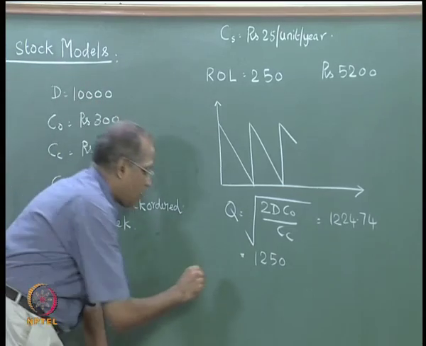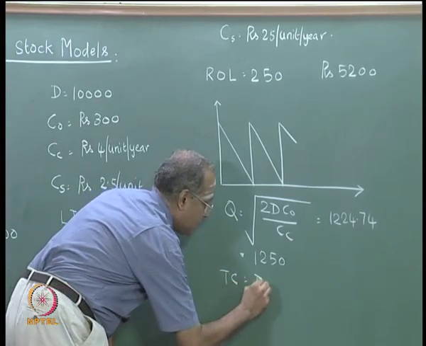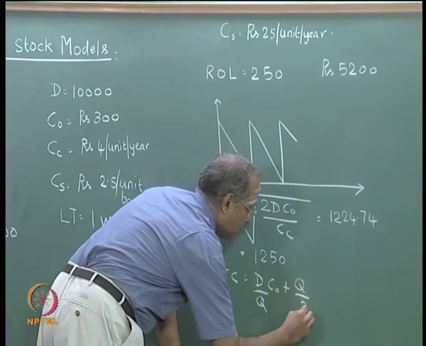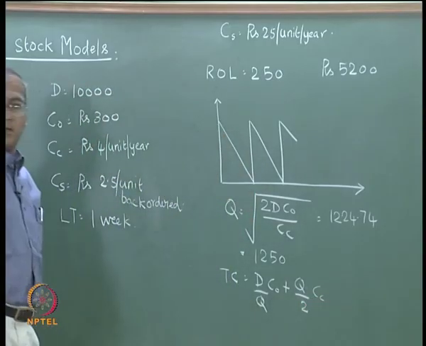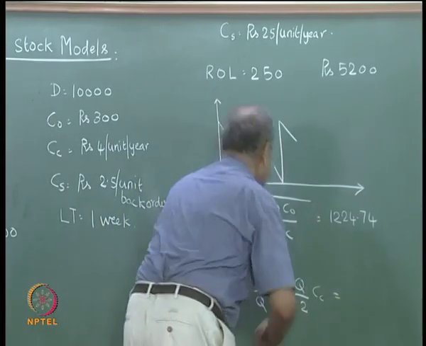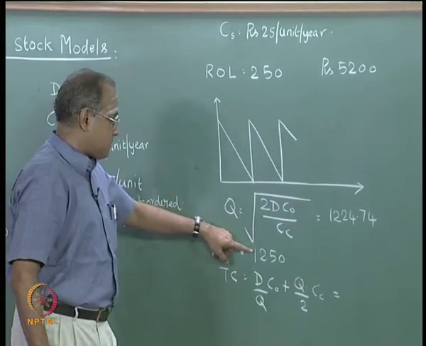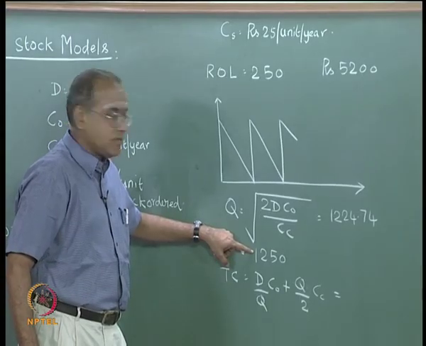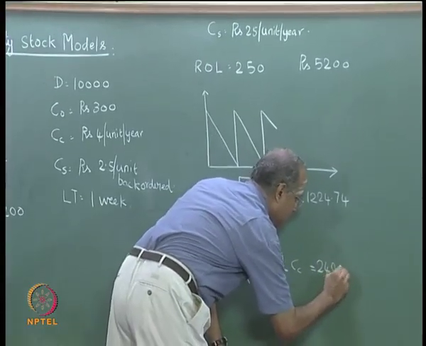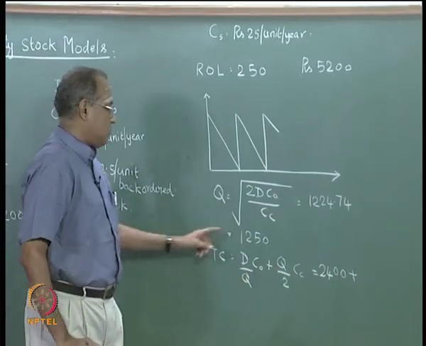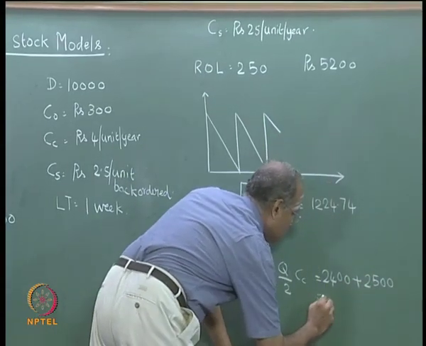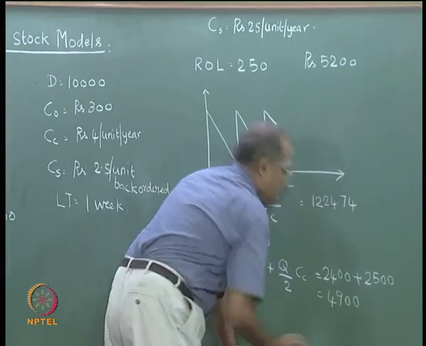We also said that we would assume an order quantity of 1250, which would give us a total cost of D by Q into C naught plus Q by 2 into C c. This would give us 8 orders per year. So, D by Q into C naught will be 2400 plus Q by 2 into C c will be 2500, which would give us a total cost of 4900 here.